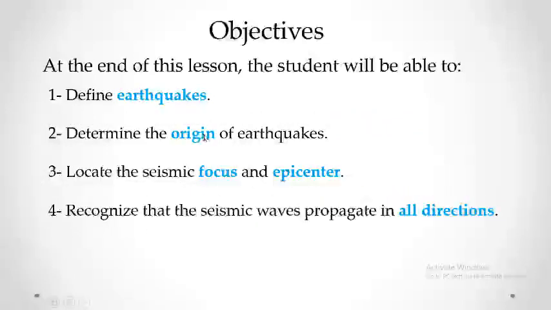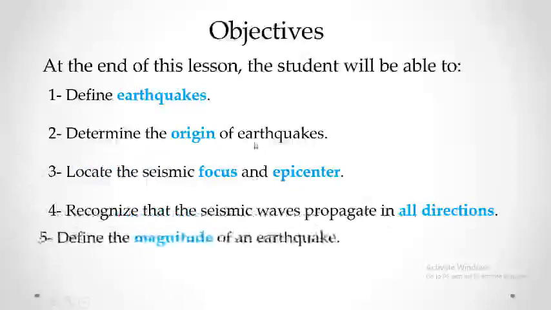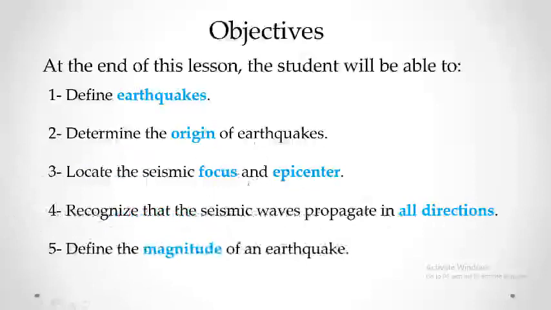Once the energy is released from the focus, it propagates in the form of waves, and these waves are called seismic waves. These waves propagate in all directions. The amount of energy released at the level of the focus is the magnitude of the earthquake, and the scale which expresses the magnitude is Richter's scale.